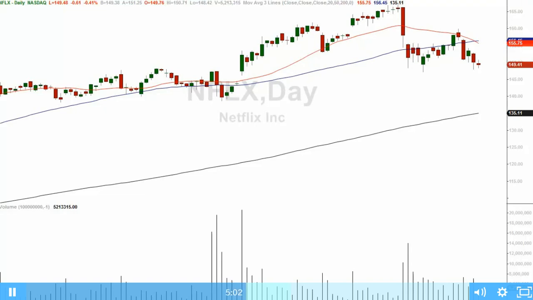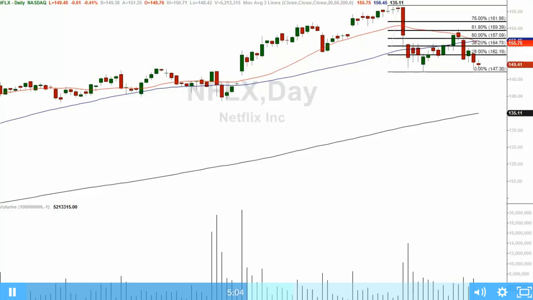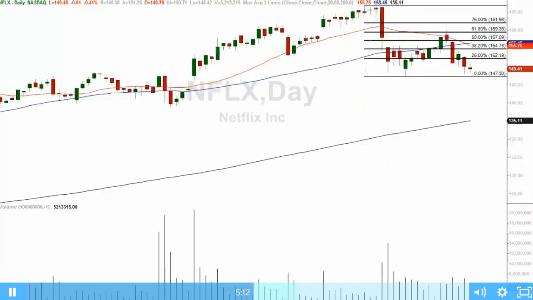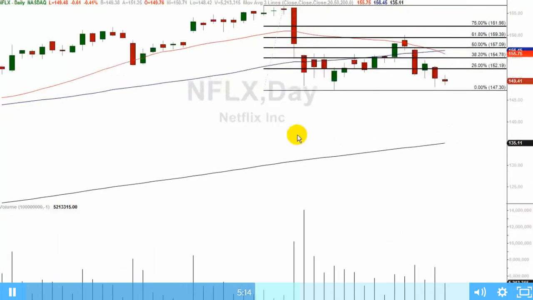Let's go find out and put the retracements on the chart. I have my fib lines on the chart, and we're taking them from high to low. So let me just expand it a little bit so you can see it better. What you'll see here is the high comes in at 166.87 in this particular case.